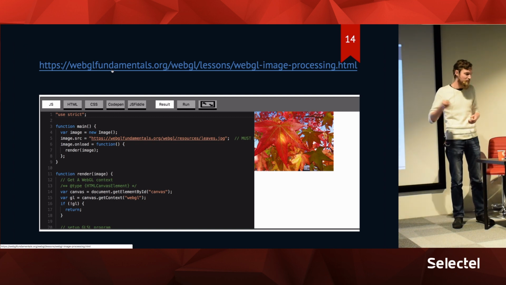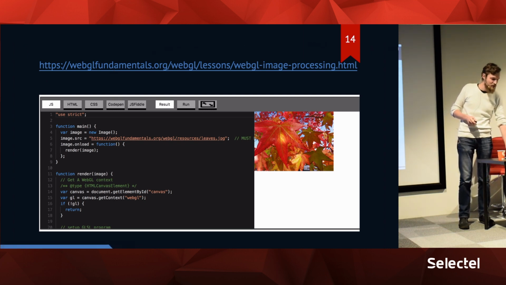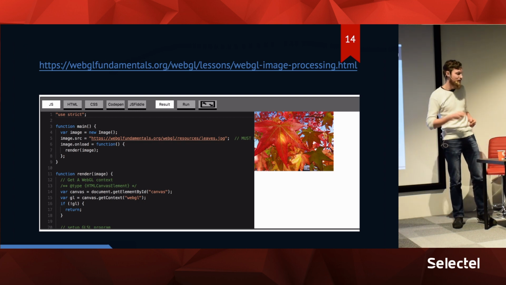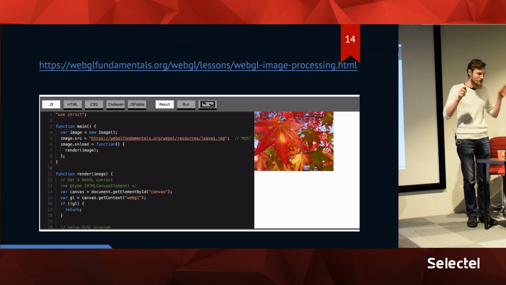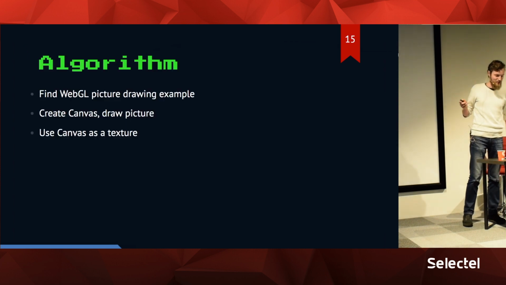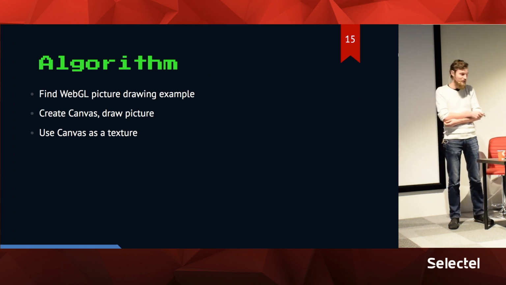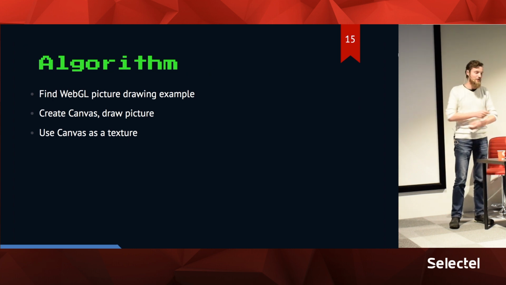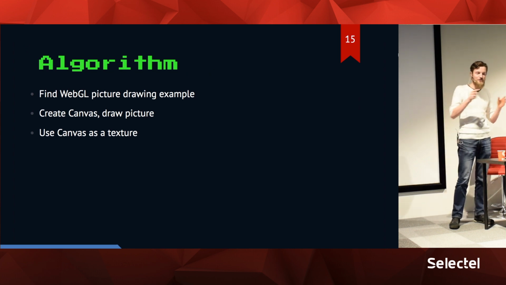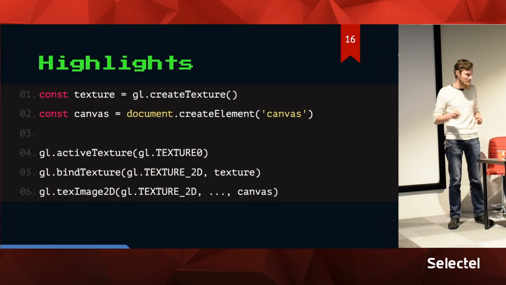To start making an example like this, you just need to go to a very good site, webglfundamentals.org, and we have a lot of useful examples here. You don't need to learn this. You just need to copy this. And how can we copy it? We need to do something with pre-rendering. We just need to find a common picture drawing example using WebGL. We need to create our canvas, draw some picture on it, and after that use our canvas as a texture in WebGL. It's pretty simple. Just copy the examples and make some modifications.